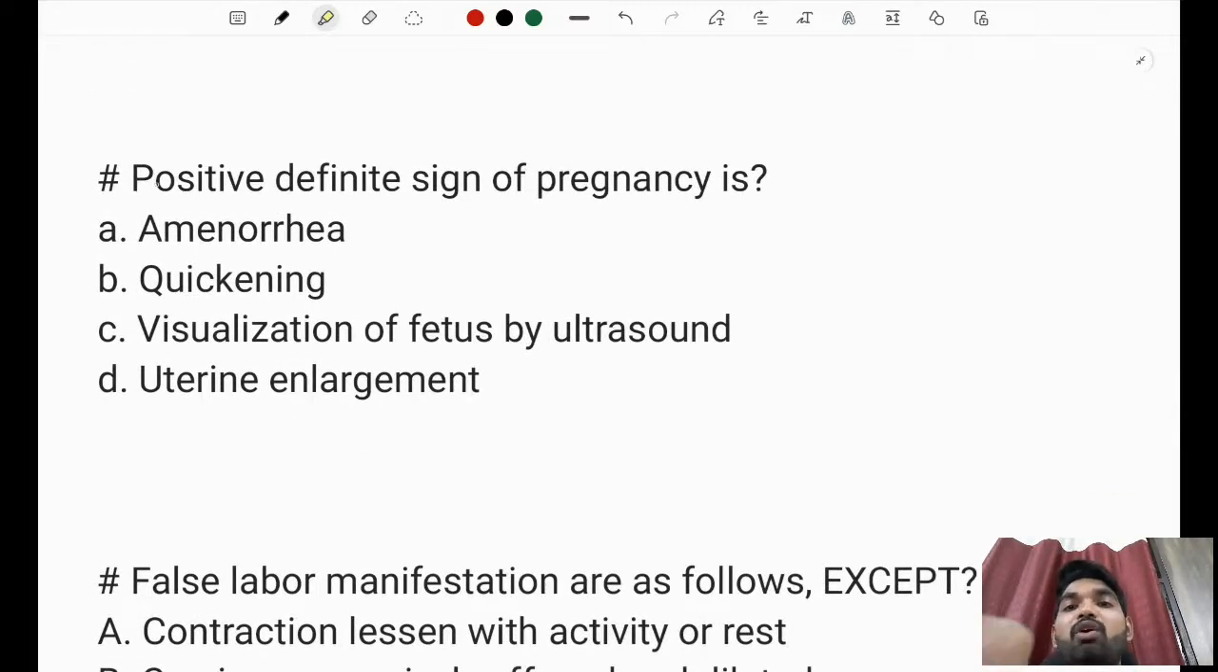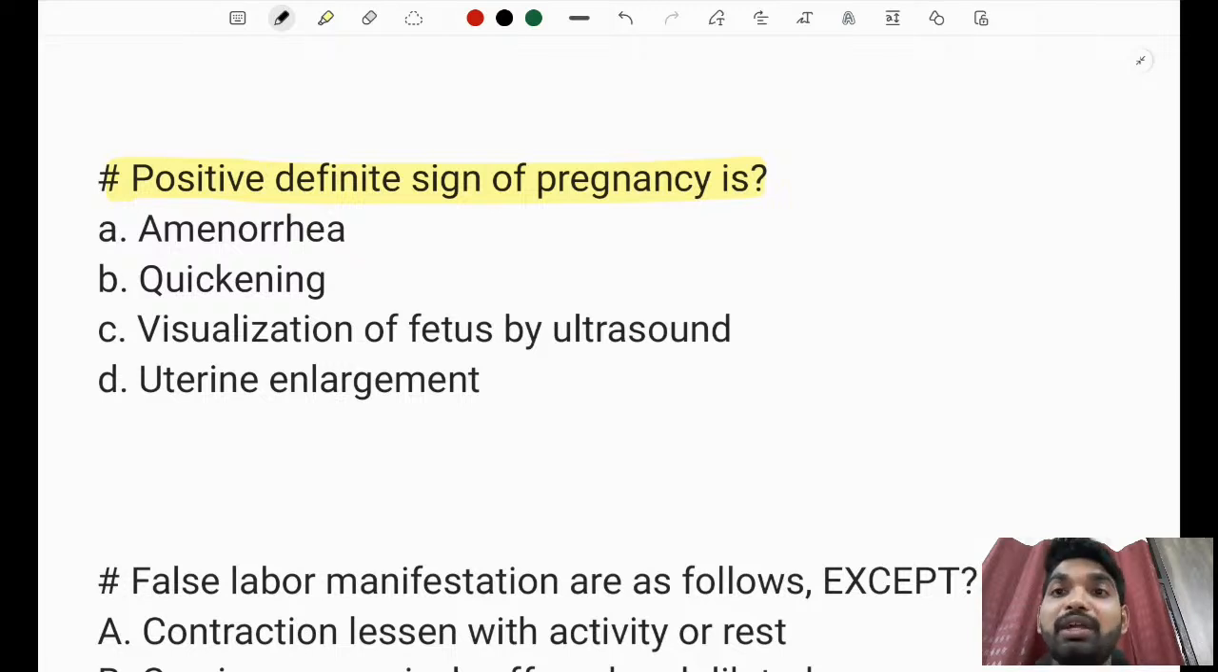Positive definitive sign of pregnancy. Here they are asking you for a positive definitive sign of pregnancy. Option A, amenorrhea. Option B, quickening. Option C, visualization of fetus by ultrasound. Option D, uterine enlargement. So Monisha is telling option A, Navyashri, C.